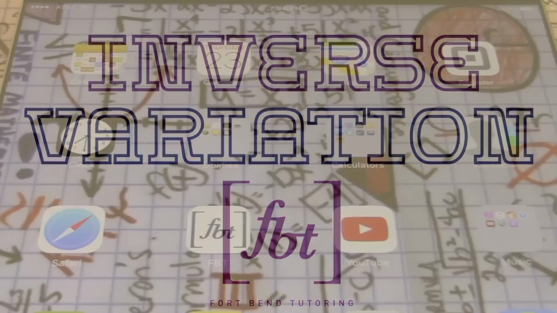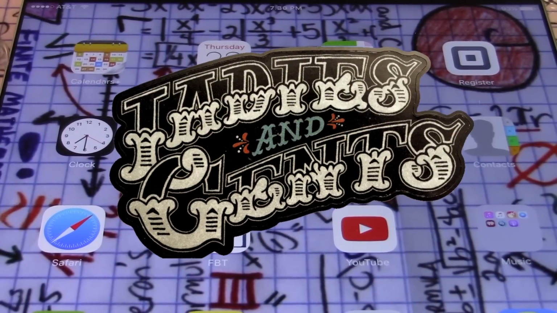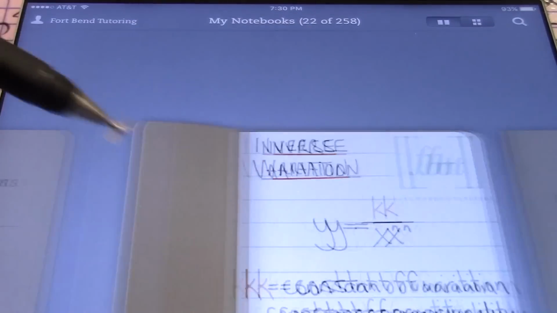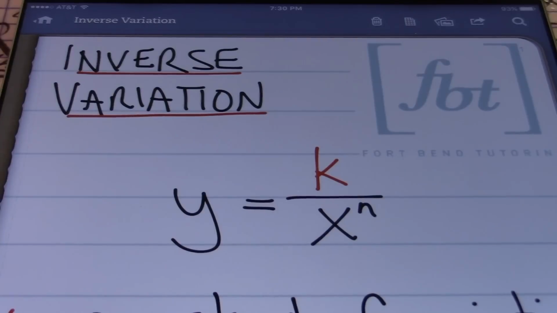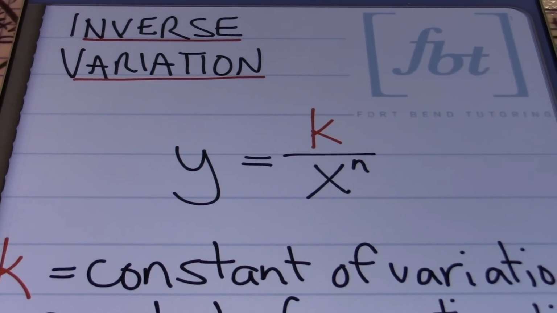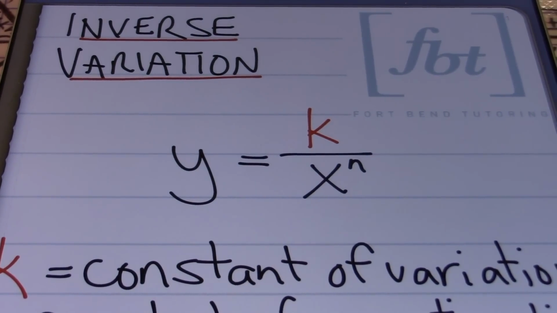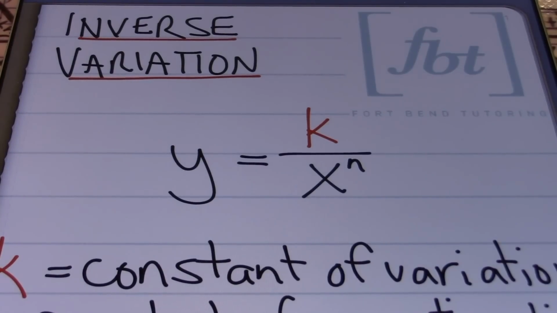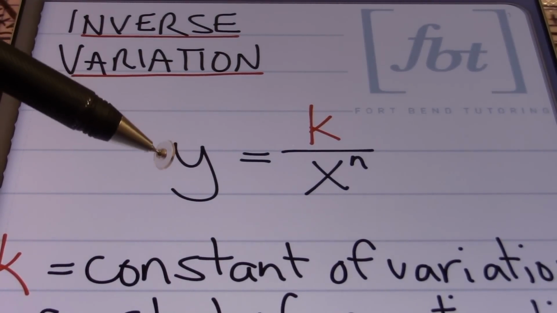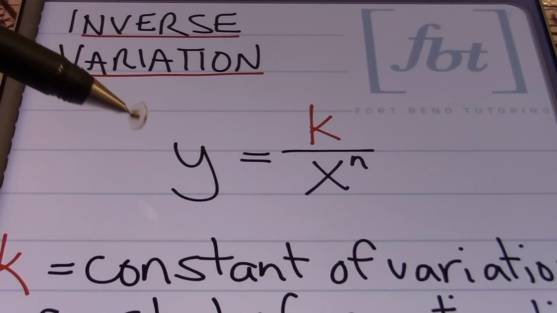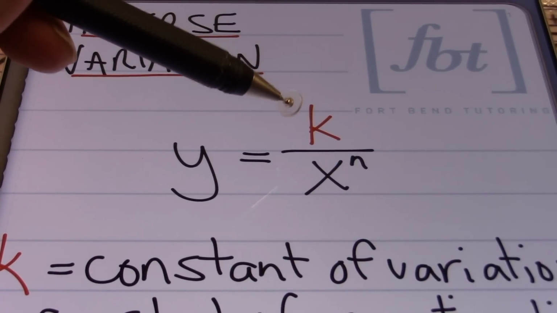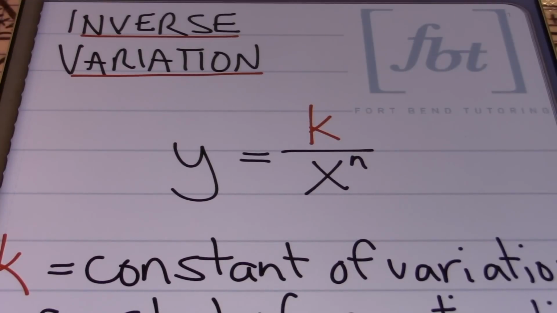Hello ladies and gentlemen, this is Mr. Whit with Fort Bend Tutoring, and today's tutorial is going to be about inverse variation. That is correct, inverse variation, and this is going to be part 2 of our variation series. When we are dealing with inverse variation, you'll see the equations written in this format. For instance, you'll have y equals k, which is a constant of variation, divided by x to a certain power.